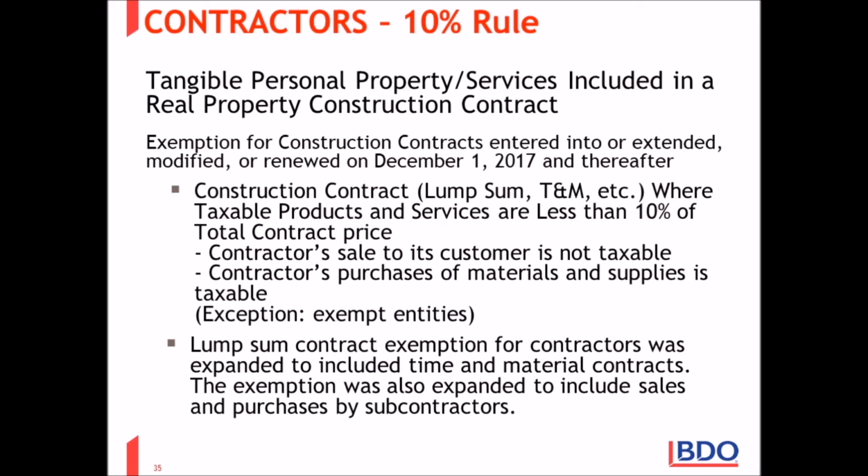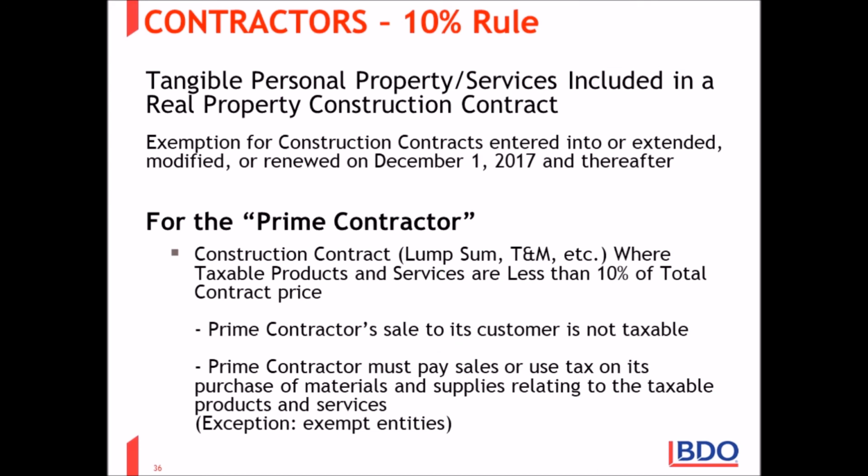So not only was the lump sum contract exemption expanded to include time and material contracts, the exemption was also expanded to include sales and purchases by subcontractors, and we'll explain how that works shortly. Now keep in mind, this exemption discussion is for construction contractors December 1st, 2017 and thereafter. So how does it apply for the prime contractor? You've got a construction contract where your taxable products and services are less than 10% of the total contract price. The prime contractor's sale of taxable products and services to its customer is not taxable. But the prime contractor must pay sales or use tax on its purchase of any materials related to the taxable products and services. Again, there's an exception that deals with exempt entities.